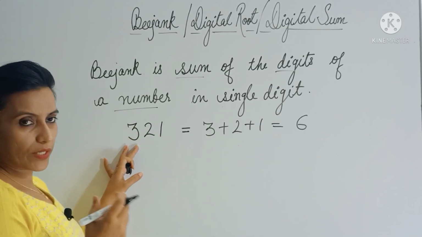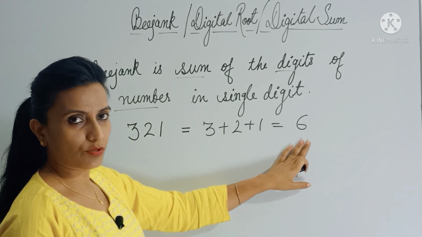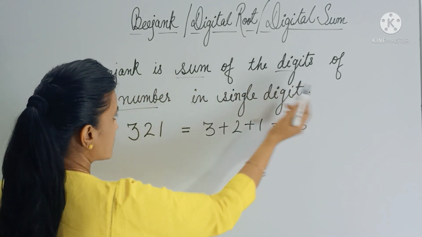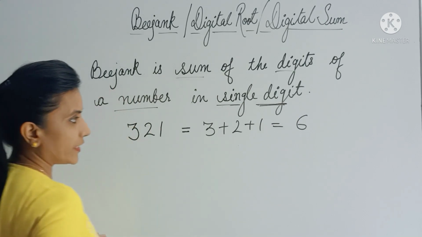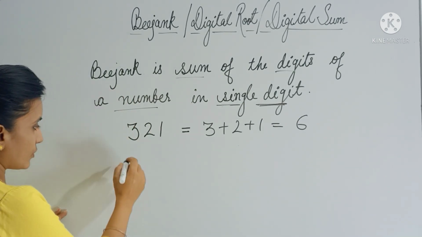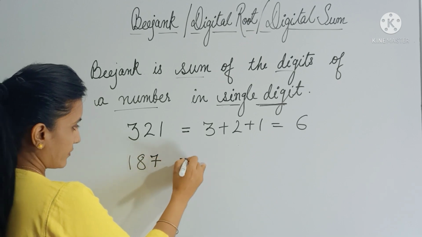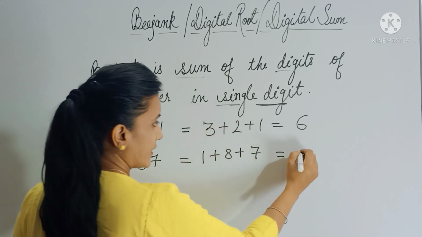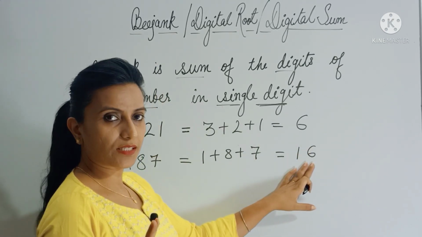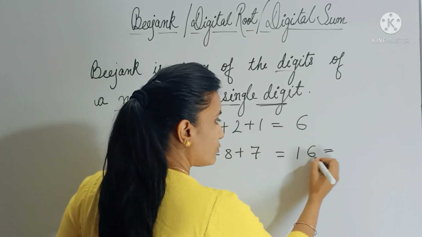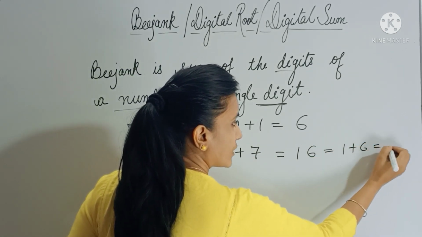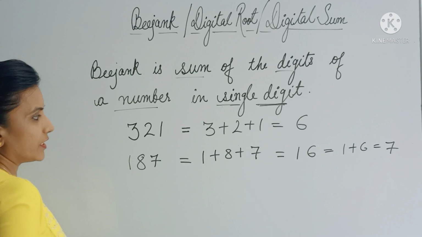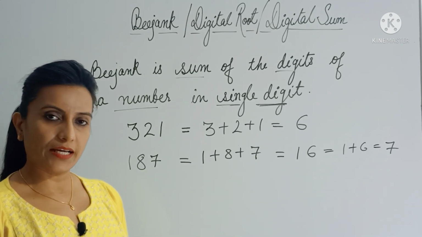Now in some cases we get the sum as 2 digits also, right? But the definition of Bijang says that Bijang is the sum of the digits of a number in single digit, right? So in that case what will you do? Let's take one example. Let's take 187. Here 1 plus 8 plus 7 gives you 16, right? Now see, this is a 2-digit number, so here again you have to add 1 and 6. So you get 7. So 7 is the Bijang of 187 and 6 is the Bijang of 321. It is also called digital root and digital sum.